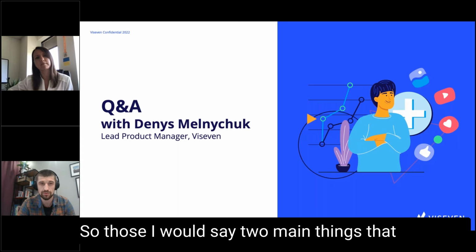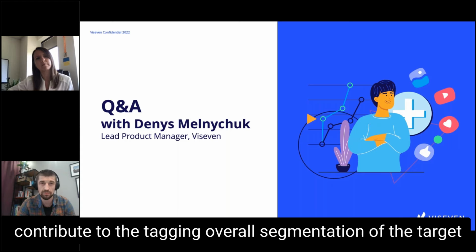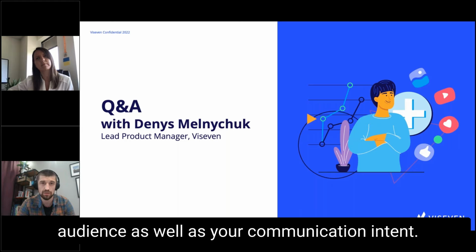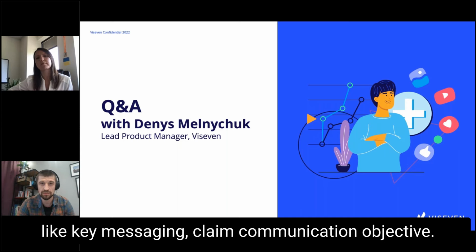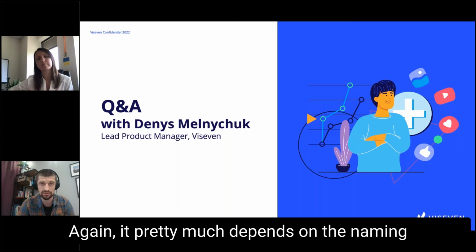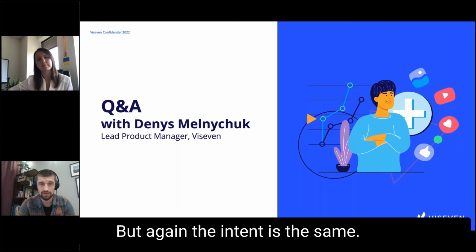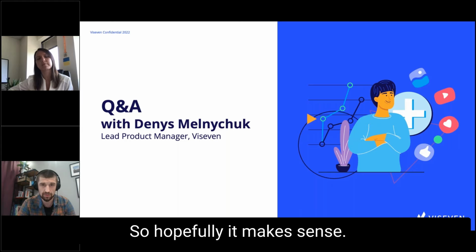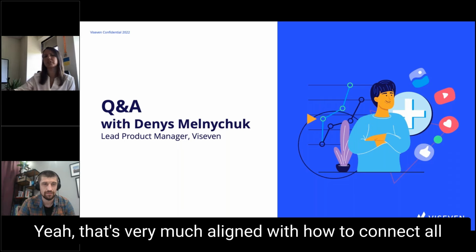So those, I would say, are the two main things that contribute to the tagging overall: segmentation of the target audience, as well as your communication intent. Call it basically however you want, like key messaging, claim, communication objective. Again, it pretty much depends on the naming convention that you have as an organization. But the intent is still the same. Hopefully it makes sense.